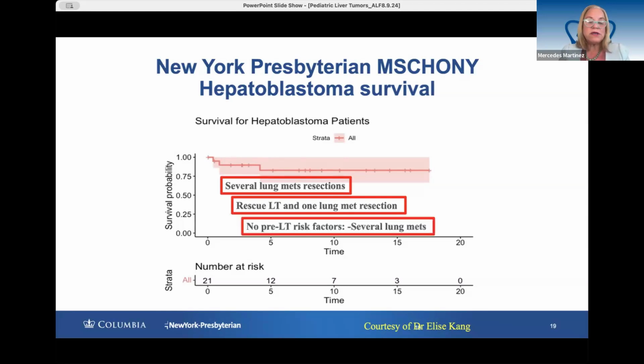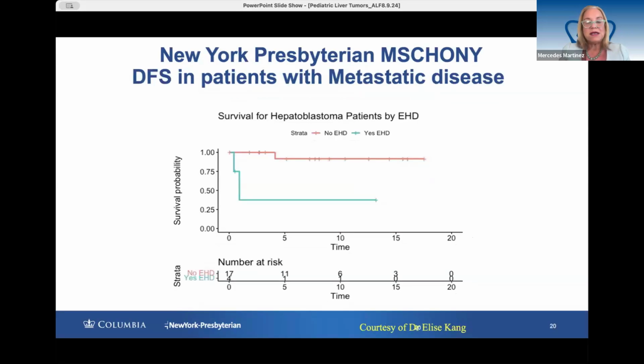And then there was the third patient, who looked like any other normal patient without risk factors, underwent transplant and developed lung mets after. After 3-4 years of resections or chemo, the disease took over and the patient died. I think the message here is, if the patient has extrahepatic disease, represented here in blue, they have worse survival than the patient without extrahepatic disease before transplant.